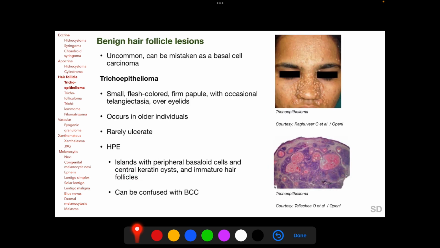Benign tumors originating from hair follicles are uncommon. Trichoepitheliomas are small flesh-colored firm papules with occasional telangiectasia and occurring over eyelids. So here we see a patient with multiple trichoepitheliomas which are flesh-colored. They occur in older individuals and rarely ulcerate. On histopathology, they appear as cysts filled with keratin and lined with peripheral basaloid cells, sometimes with immature hair follicles within the cyst, and they can be confused on histopathology with basal cell carcinoma.